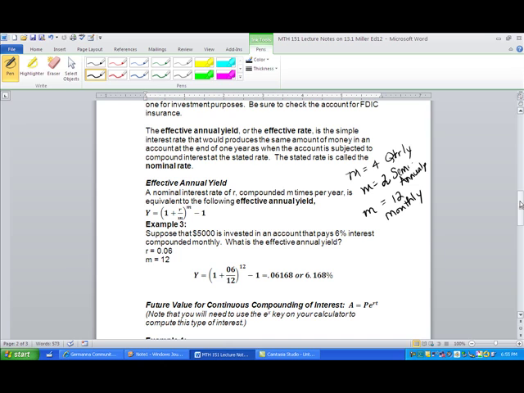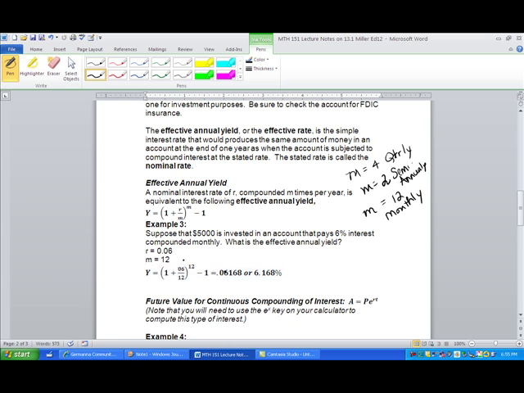Now, in example 3, it says, suppose that $5,000 is invested in an account that pays 6% interest compounded monthly. What is the effective annual yield? Well, what we have is we're given the rate, the nominal rate is 6%. It's compounded monthly, so M is 12. So we put in 1 plus 0.06. I hope I put a 0.06 in there when I divide it. We'll have to make sure. 1 plus 0.06 divided by 12 raised to the 12th power.